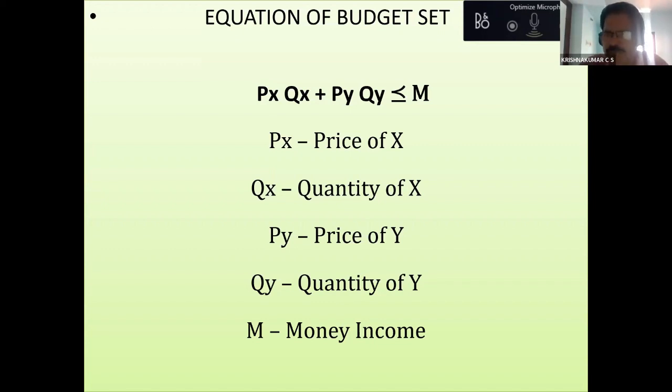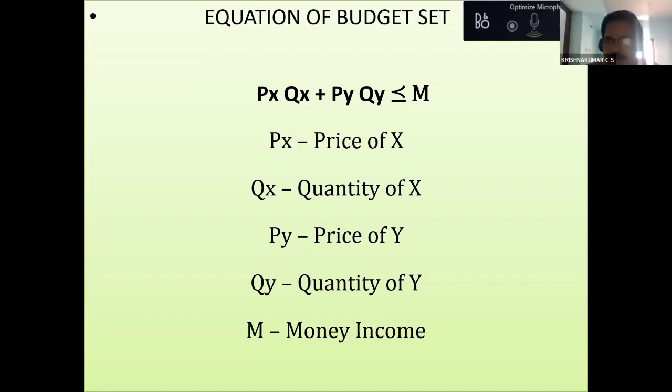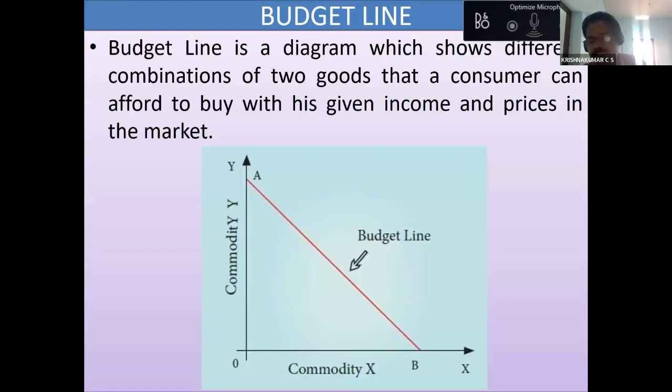Can you tell me what difference will be there for the budget line equation? Or will it be the same? For budget line, it will be only equal to, not less than. Yes, it should be equal to, because we assume that he has already spent his full income. So Px Qx plus Py Qy equal to money income will be the equation of budget line. So budget line will be like this.